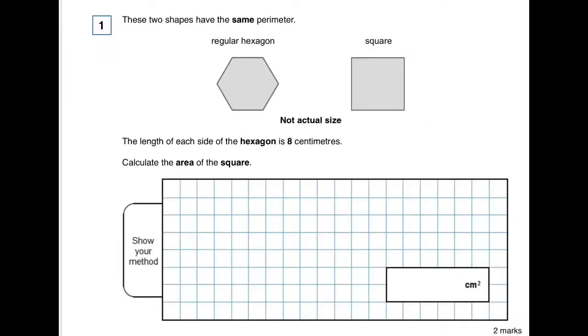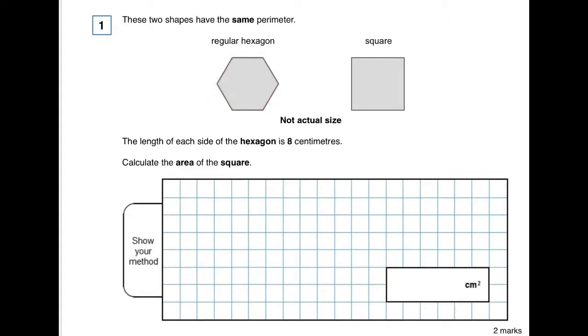So I thought it might be useful to go through a couple of the questions. So these two shapes have the same perimeter. We've got a regular hexagon. So it's telling us that for a reason. Regular means that all of the sides are the same length. So even if in the drawing it doesn't look like all of the edges are the same, because we've been told that it's a regular hexagon, we can be quite sure that the intention is that these sides are all going to be the same length.